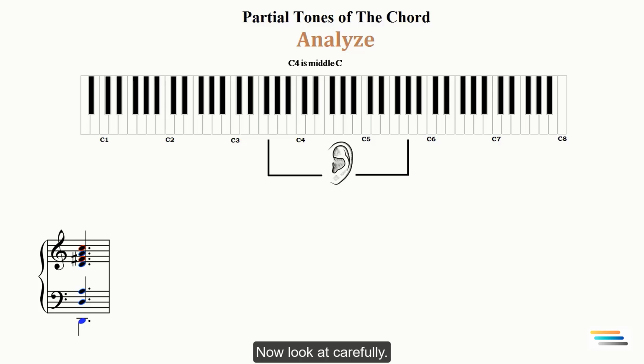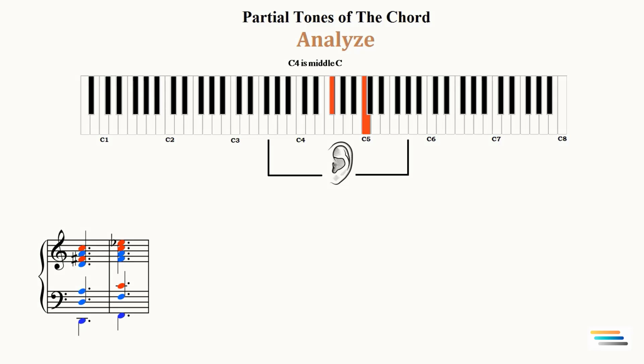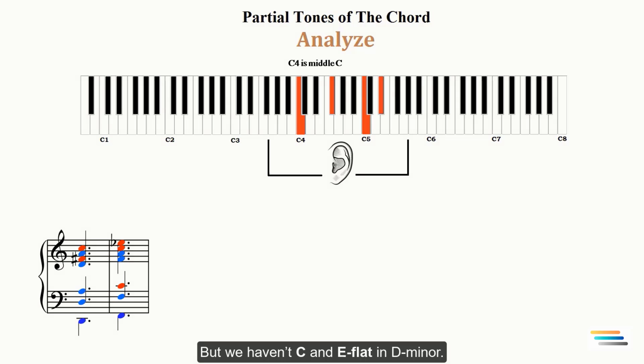Now look carefully. We have D and A notes in D minor. Therefore I'm painting them in blue. We don't have the F sharp and the C notes in D minor. Therefore I'm painting them in red. If we play F2, partials will be arranged as F, C, F, A, C and E flat. We have F and A notes in D minor, but we don't have C and E flat in D minor.